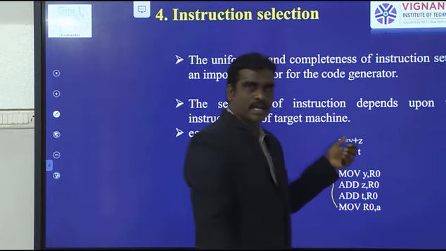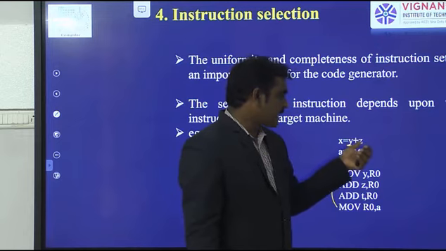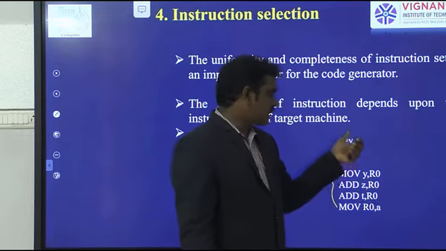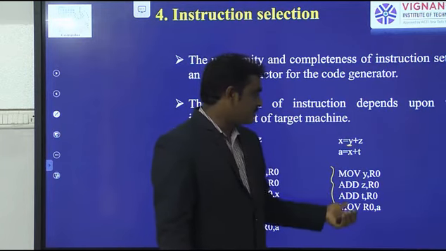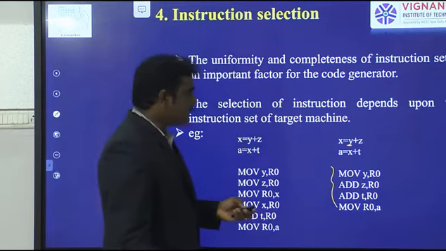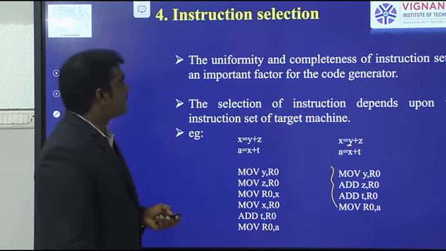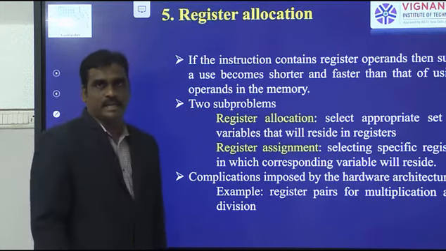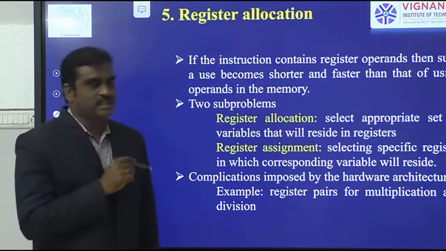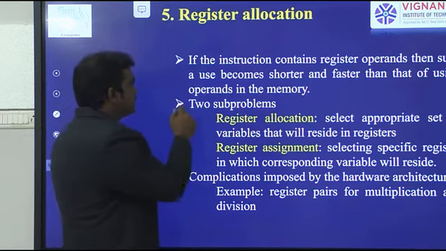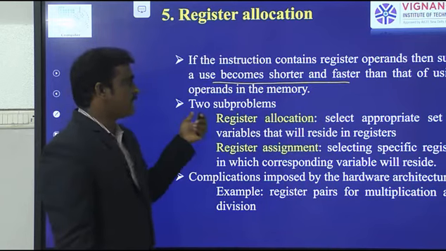Simply move y is assigned to register R0, and then R0 is added with z. Next one, that value is added with t. The total value is assigned to a. Okay? It is totally depending upon the set of target machine and the register allocation. So here, if the instruction contains register operands, then such a use becomes shorter and faster than that of using operands in the memory.